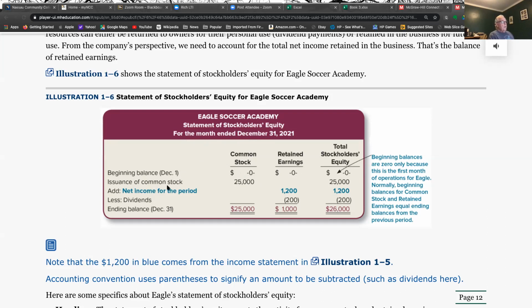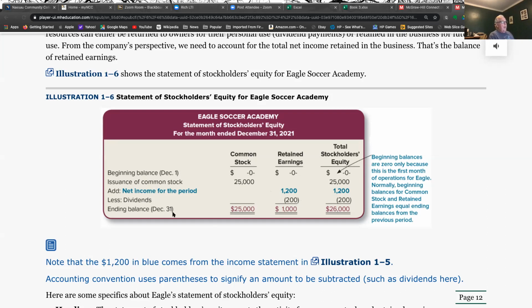We issued common stock for $25,000. We had net income for the period of $1,200, and we just saw that on the income statement. And we paid out a dividend of $200. Now remember, dividends is not an expense. Dividends is taking some of the profit and sharing it with the stockholders. So it's not the same thing as an expense.